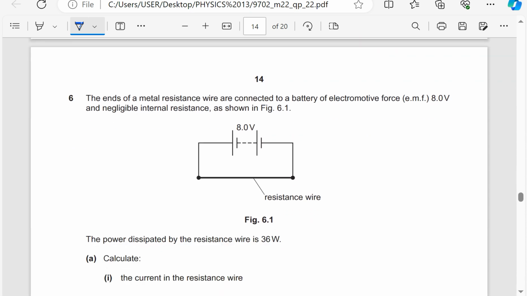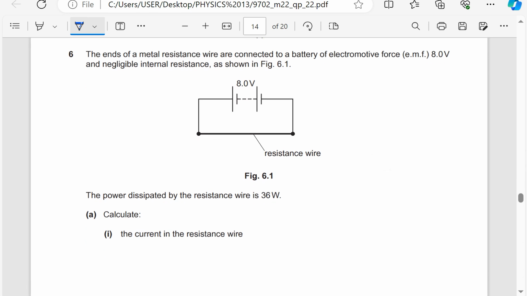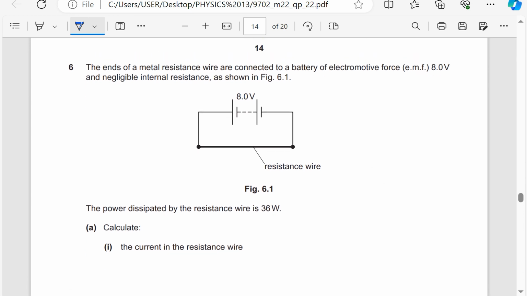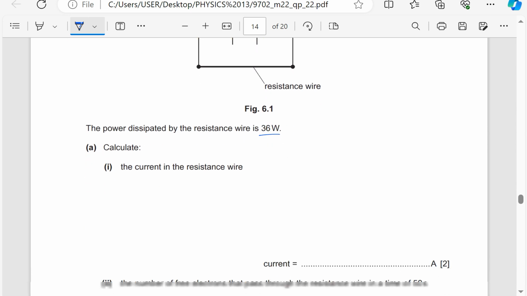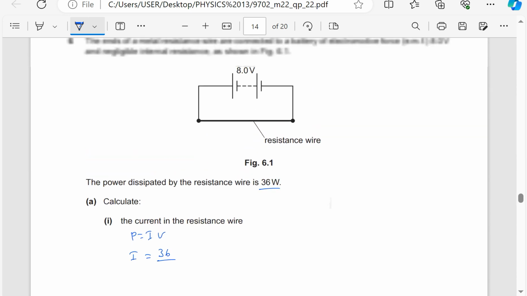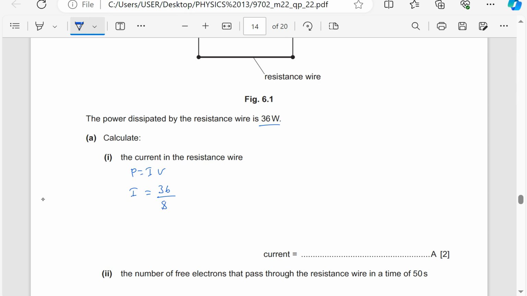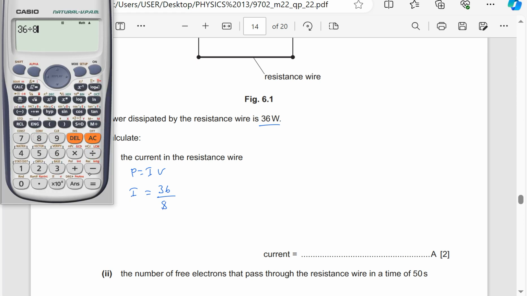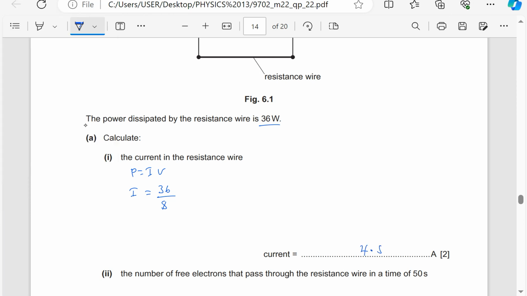Question 6 is electricity. I think electricity is easy. The ends of a metal resistance wire are connected to a battery of EMF 8 volts and negligible internal resistance as shown. The power dissipated by the resistance wire is 36 watts. Calculate the current in the resistance wire. Of course, we know power is IV. So the current is going to be the power, 36, divided by V, which is 8. So 36 divided by 8, that is 4.5 amperes.